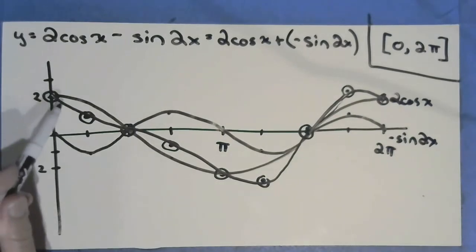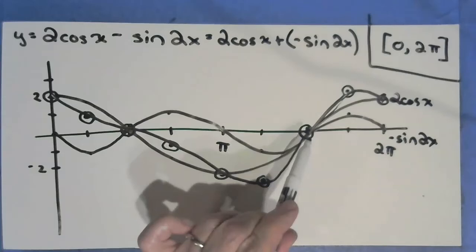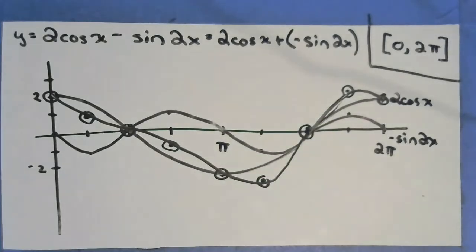But there we have the graph, a sketch of the sum of our two curves. And that's good enough. If we need precision, we use graphing software. This skill is to help you see how the graphs are moving along, how they interact with each other.